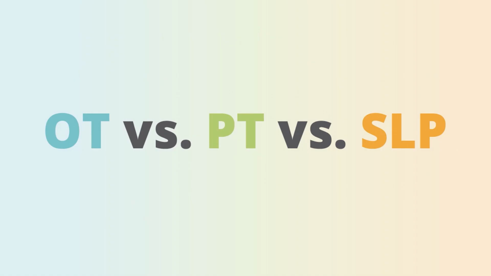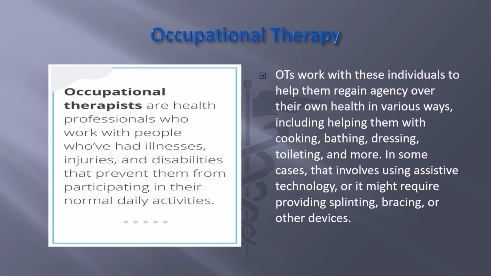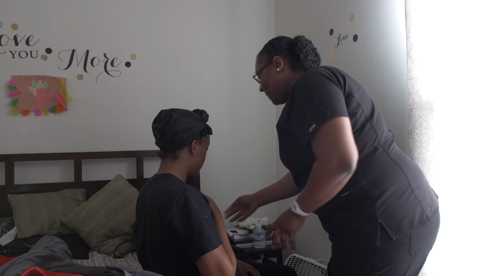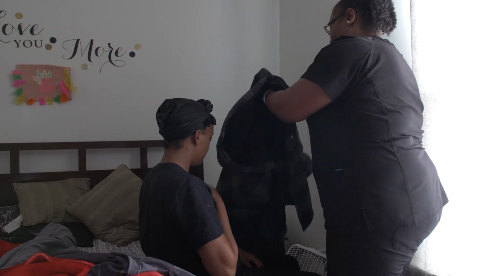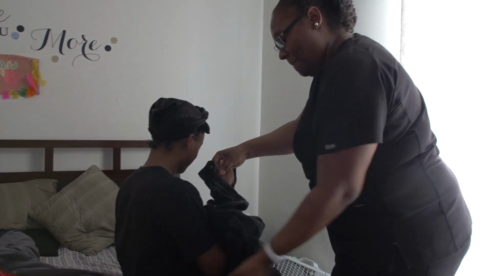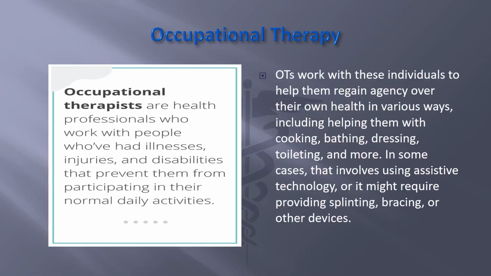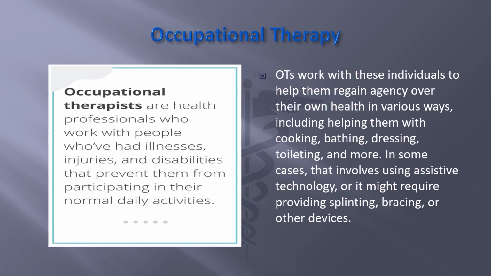OT versus PT versus speech-language pathology. Occupational therapy. Occupational therapists are health professionals who work with people who've had illnesses, injuries, and disabilities that prevent them from participating in their normal daily activities. OTs work with these individuals to help them regain agency over their own health in various ways, including helping them with cooking, bathing, dressing, toileting, and more. In some cases, that involves using assistive technology, or it might require providing splinting, bracing, or other devices.